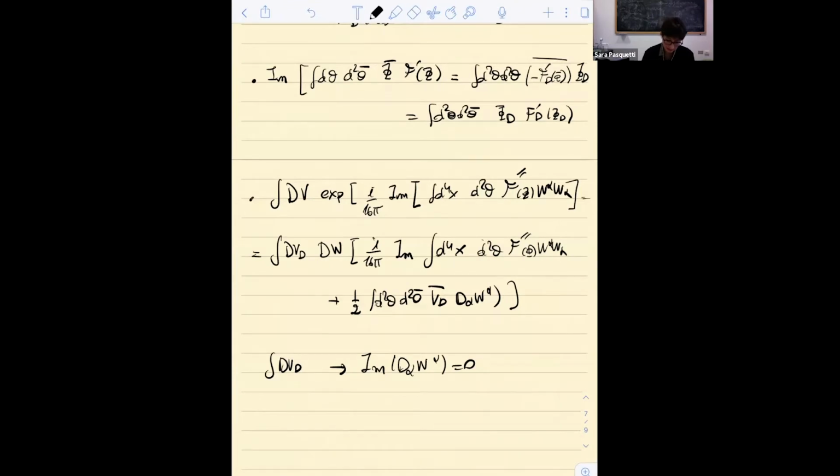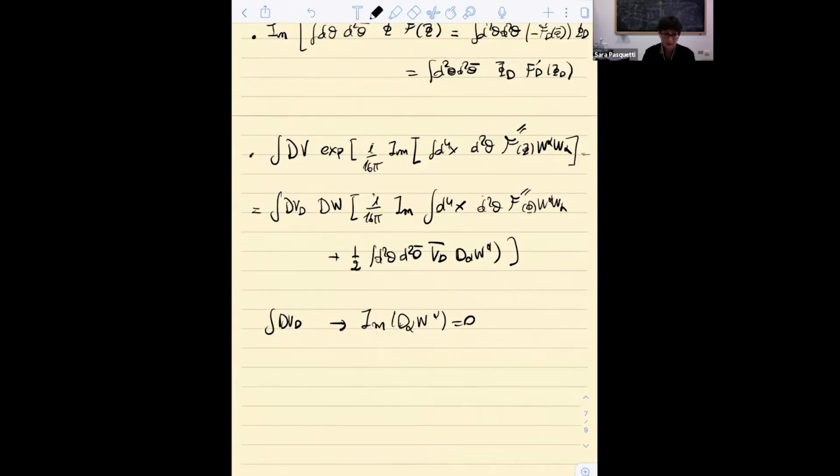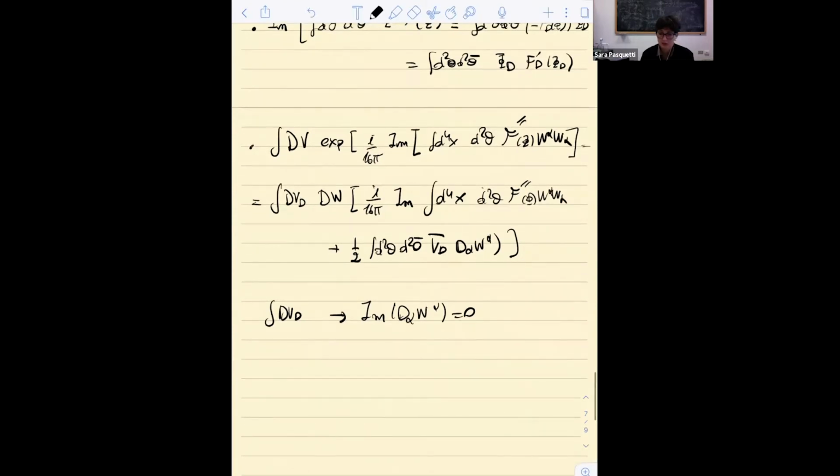But then I now can manipulate the integrand a little bit to get to the dual action. So we rewrite this term that we add as, so we do some integrations by parts.